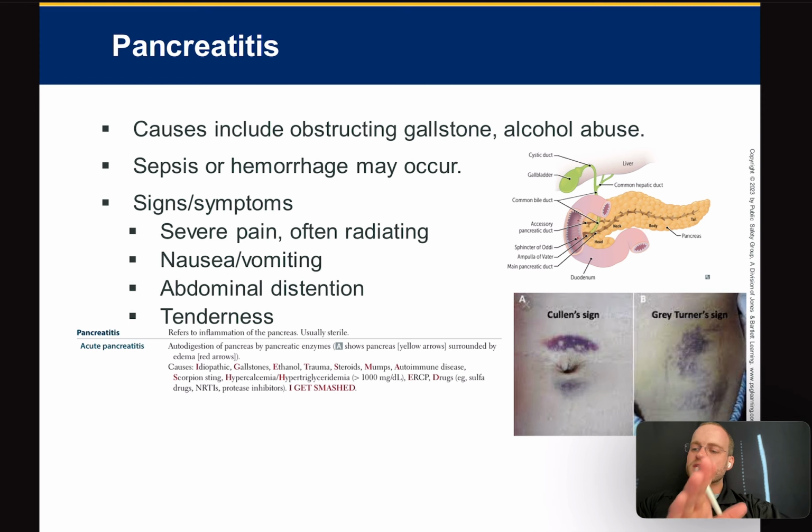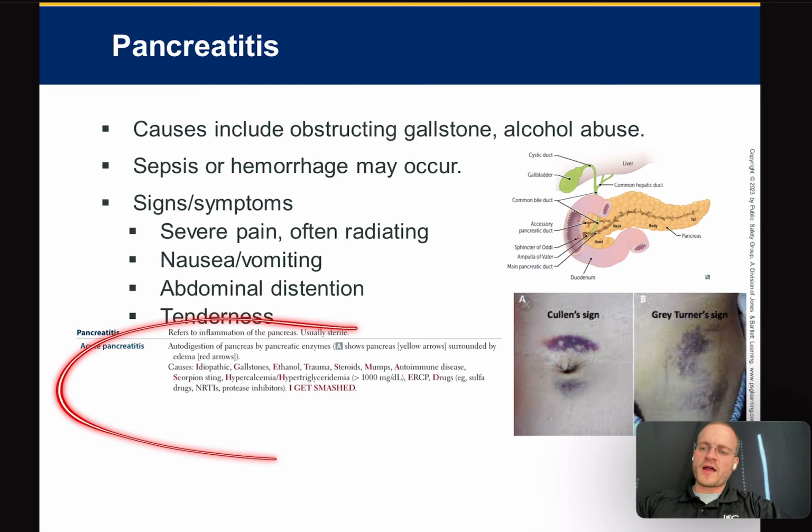Also, it's classically associated with alcoholics. Not my opinion, you will see this in alcoholics. It is also classically associated with people with high cholesterol, especially high triglycerides. Trauma can cause this as well. That's worth knowing, so someone could traumatically be induced with this. Those are the big ones.